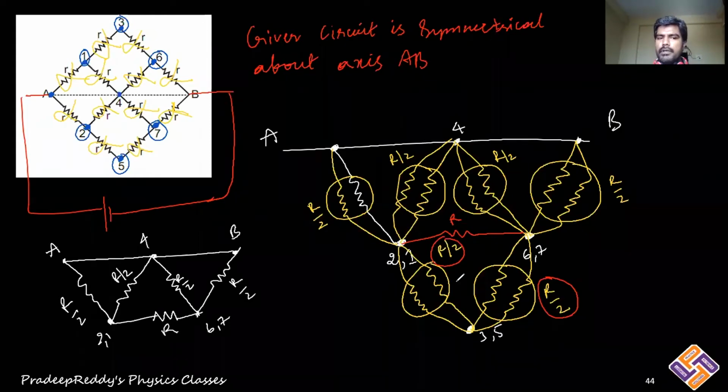Okay. Right. Now we have redrawn this whole circuit into this form. This is equal to this circuit. Now it is very clear to understand when you are going for mirror symmetry. See, in between A, 4, B, the potential at A, potential at 4, potential at B will be equal because you are considering symmetry along the horizontal.